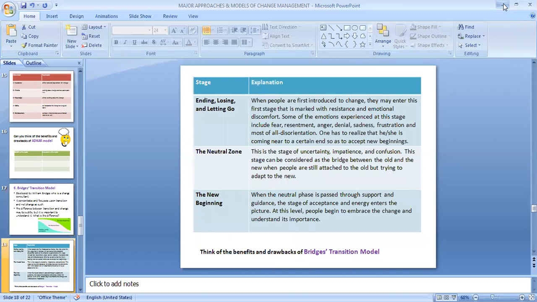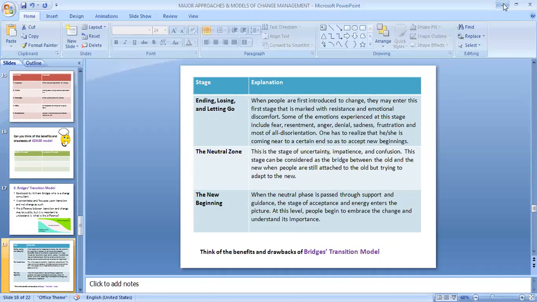Now we are going to discuss what the stages in Bridges transition model are. The model focuses on three main stages that are given as follows. We'll look at what each of these stages is with the explanation. The first stage is ending, losing, and letting go. When people are first introduced to a change, it may be you, it may be me, we may enter this stage that is marked with resistance and emotional discomfort. As human beings, I told you earlier also, we are very much scared of change.